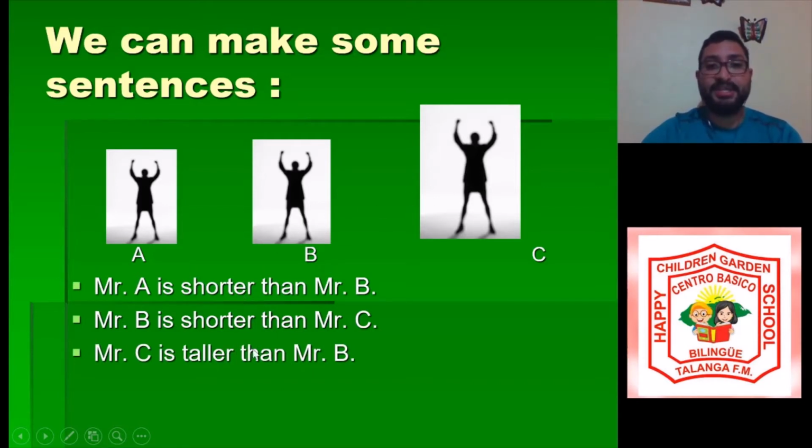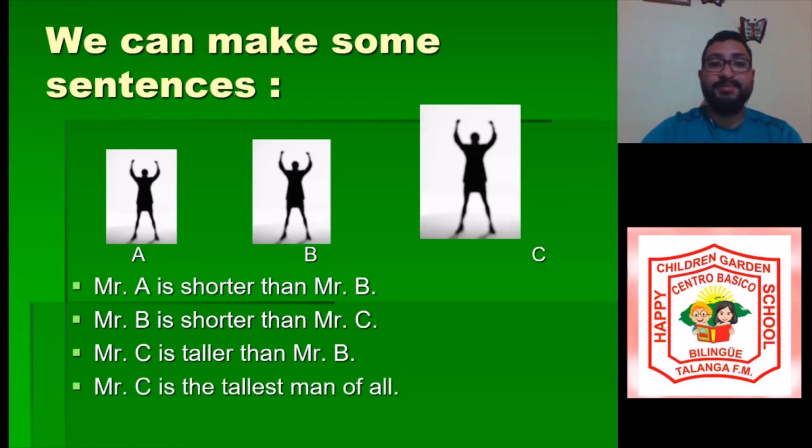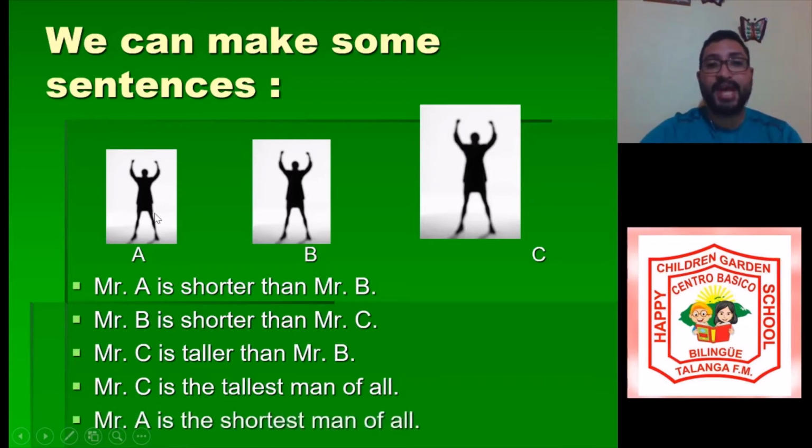These three sentences are all comparative because we are comparing only two subjects: A and B, B and C. But when we compare the three subjects, Mr. C is the tallest man of all. We are comparing Mr. C to these two subjects, so this becomes a superlative. And we can say that Mr. A is the shortest man of all because we are comparing Mr. A with these two subjects. So see, 2 is comparative, 3 is superlative, 3 or more.